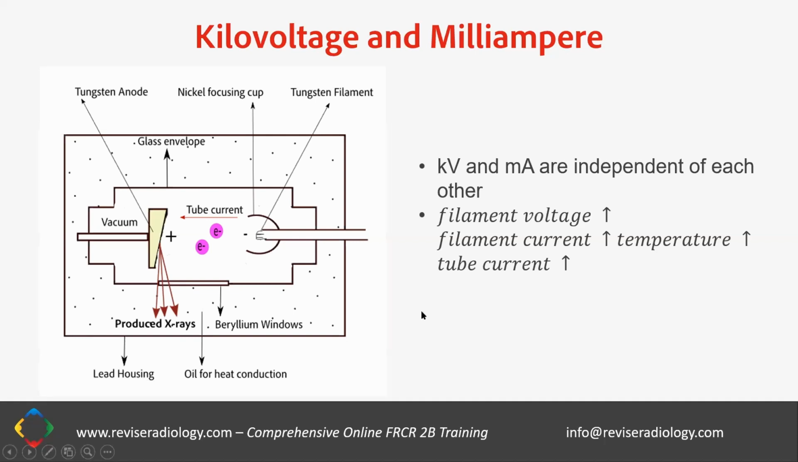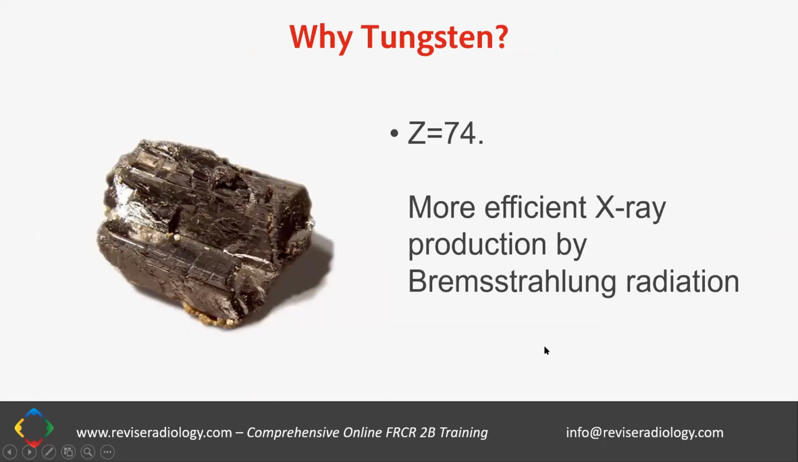So the way that X-ray tubes are designed is that the kilovoltage does not affect the milliampere. The X-ray tube is designed so that these two quantities are independent of each other. However, the milliampere, or the number of electrons which are released from the filament, depends on a lot of quantities. They depend on the filament voltage, the filament current, and the temperature, and you can see they're all directly proportional. So if the temperature of the filament increases by a little bit, the tube current will increase by a lot. So this is important, the quantities on which the tube current depends.